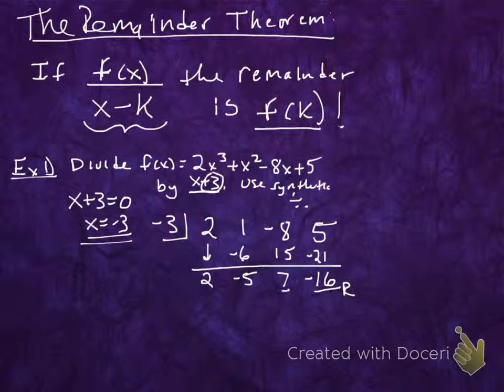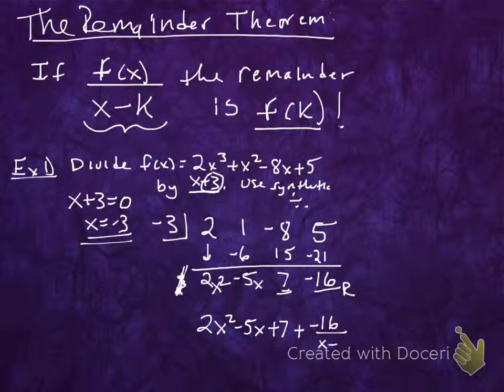This is my constant. This would be the x coefficient, and this would be x squared. If there was another number out here, that would be my x cubed coefficient, but there is not a number there. So my solution is 2x squared minus 5x plus 7, and then plus the remainder over the divisor x plus 3. It's as simple as that. That's our solution here. Let's do another example.